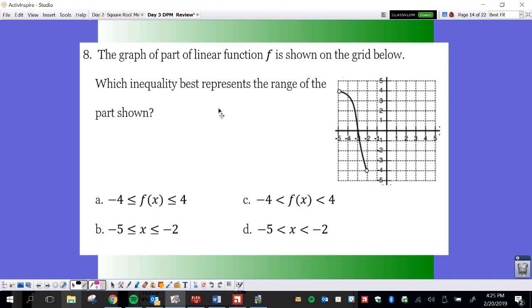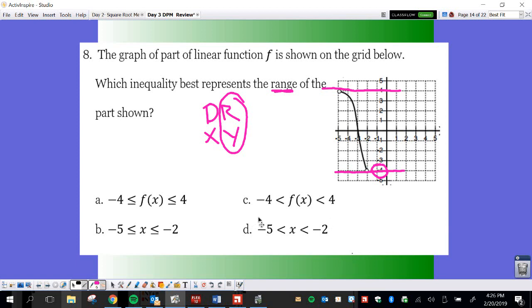Okay, so again, it's asking for the range, so thinking about Dr. X, Y, we know that the range has to be talking about the Y values. So that means we're looking only at our Y axis here to see how far up and how far down our graph is extending. Okay, so I see that my lowest value for Y has to be -4.